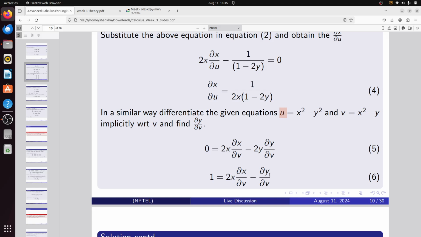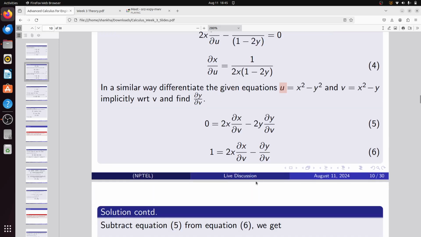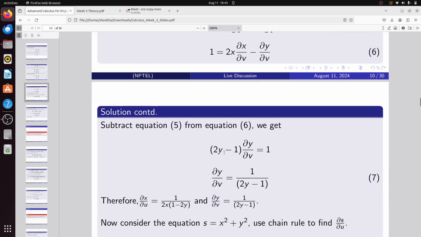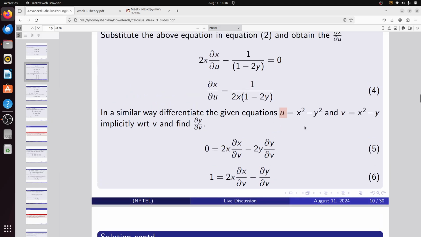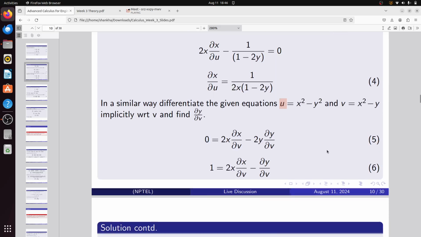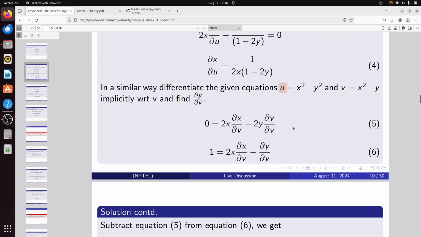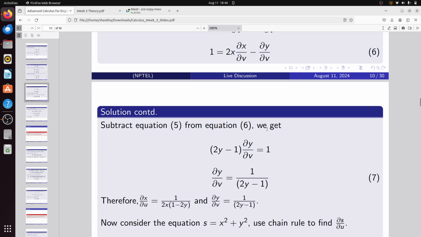Okay. So now you once again subtract equation 6 from equation 5. What will you get? You will once again get 1 minus 2y del y del v is equal to minus 1. So that means (2y minus 1) del y del v equal to 1. So del y del v equal to 1 by (2y minus 1). So what will be del x del v? Once again you put del y del v equal to 1 by (2y minus 1) in this equation.